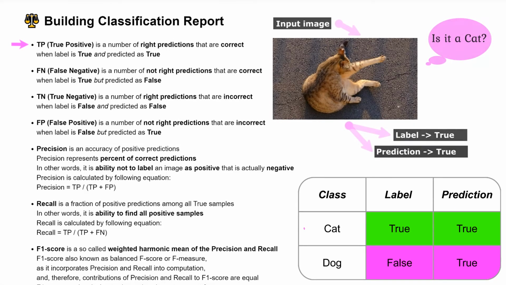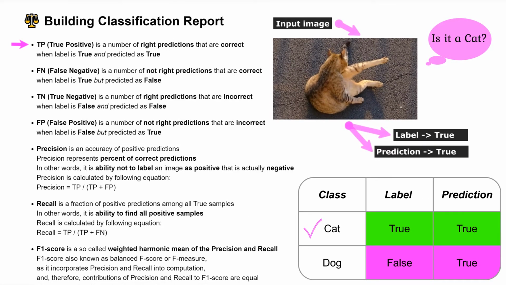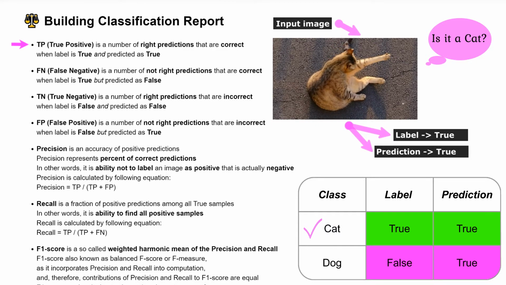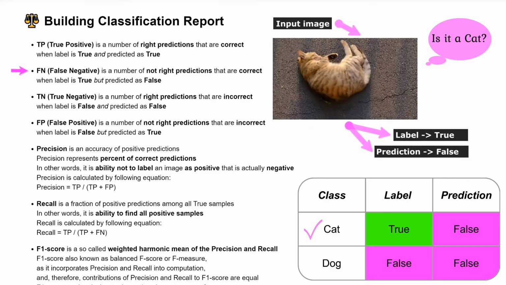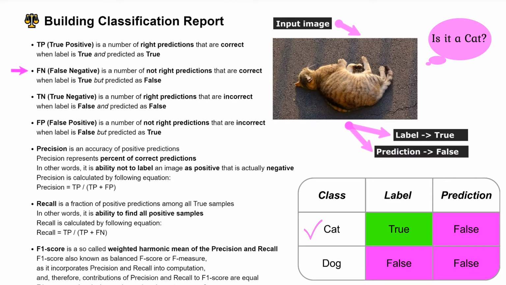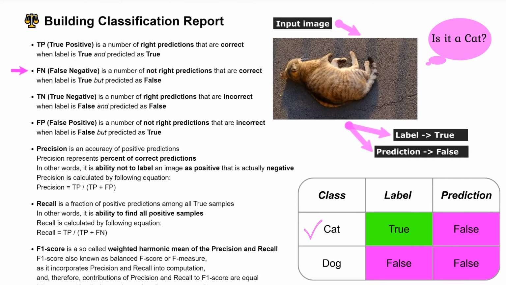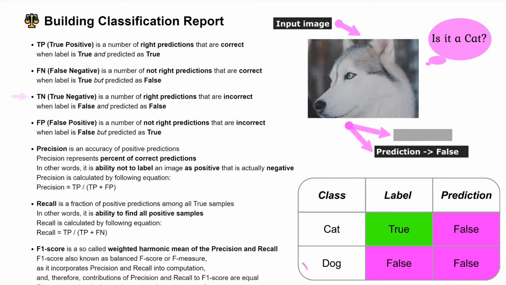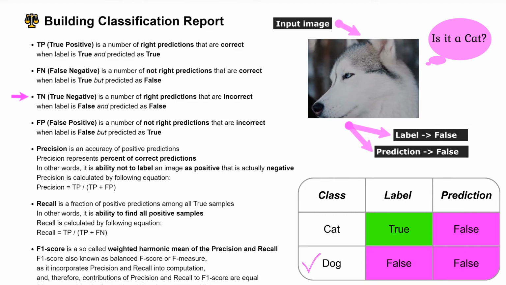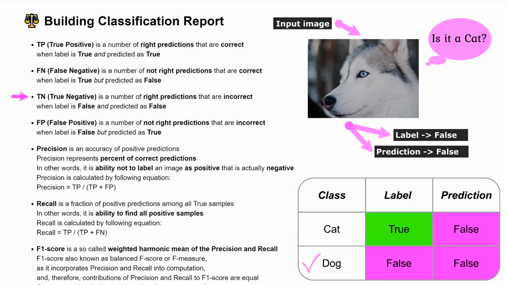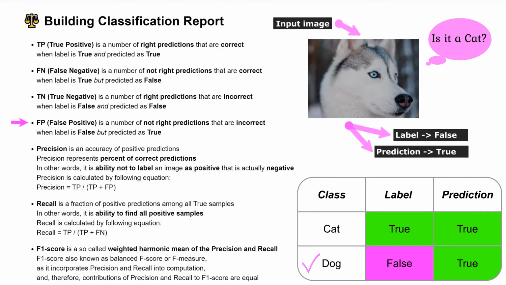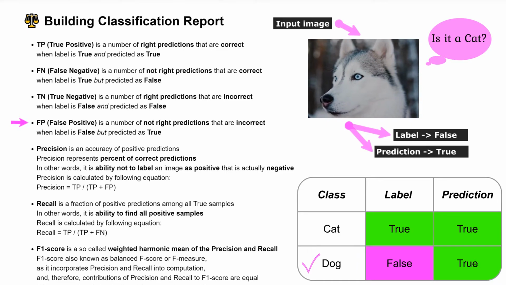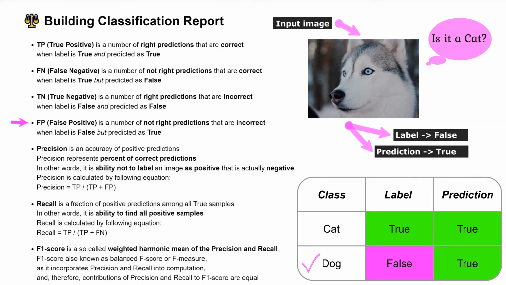True positive represents the number of images with right predictions when the label is true and classified as true. False negative represents the number of images with not right predictions when the label is true but classified as false. True negative represents the number of images with right predictions when the label is false and classified as false. And finally, false positive represents the number of images with not right predictions when the label is false but classified as true.